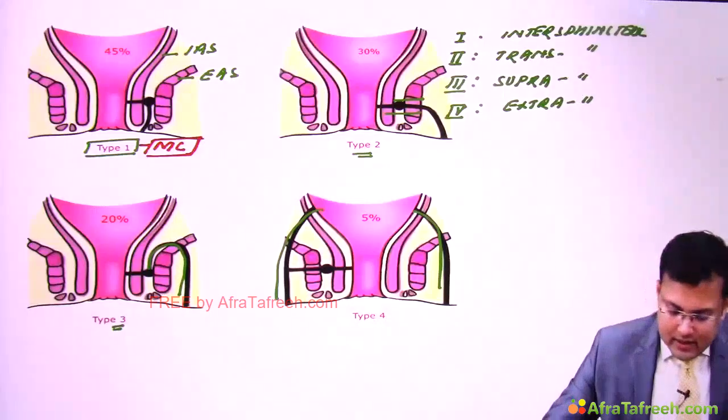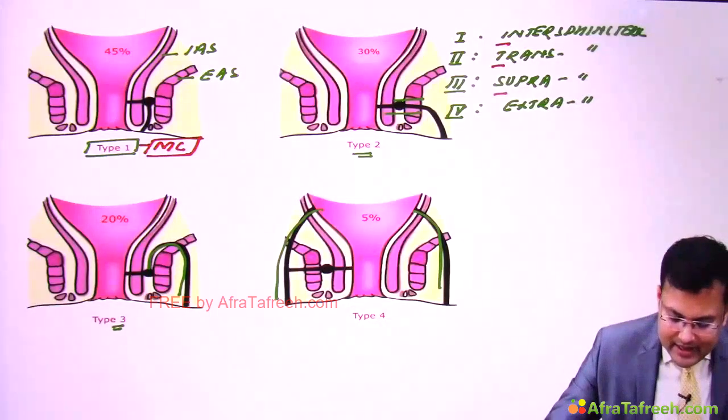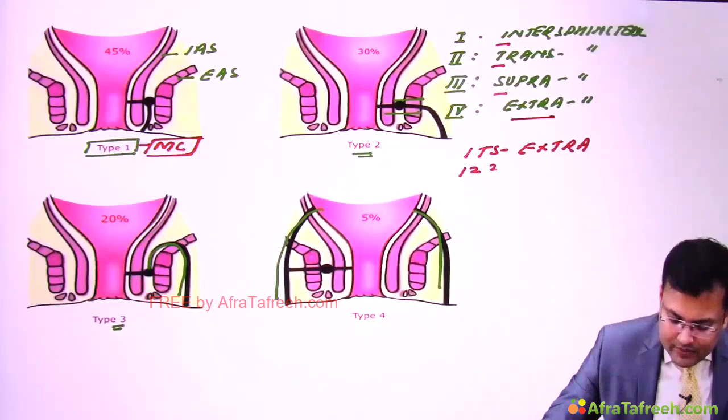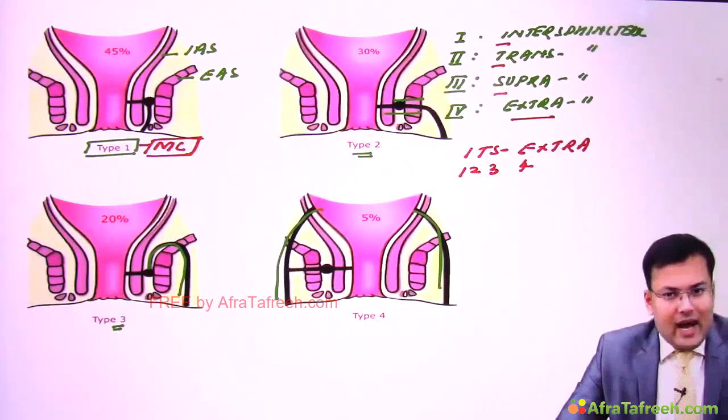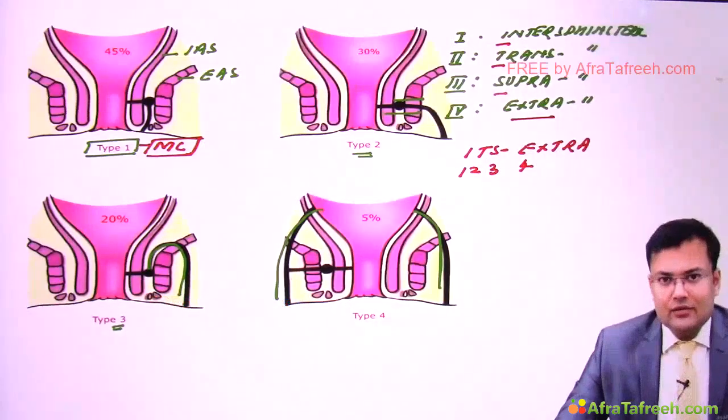So how to remember? The mnemonic is "it's extra". 1 2 3 4. So what is 1? I means intersphincteric, T means transsphincteric, S means suprasphincteric, extra means extrasphincteric. So these are the 4 types.